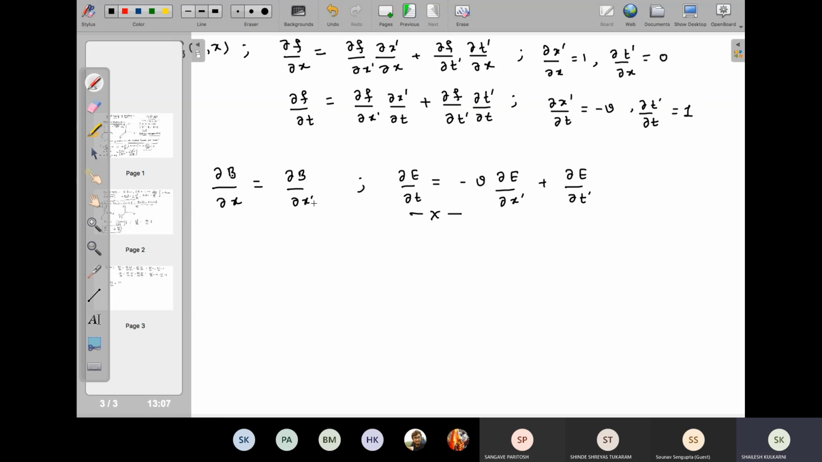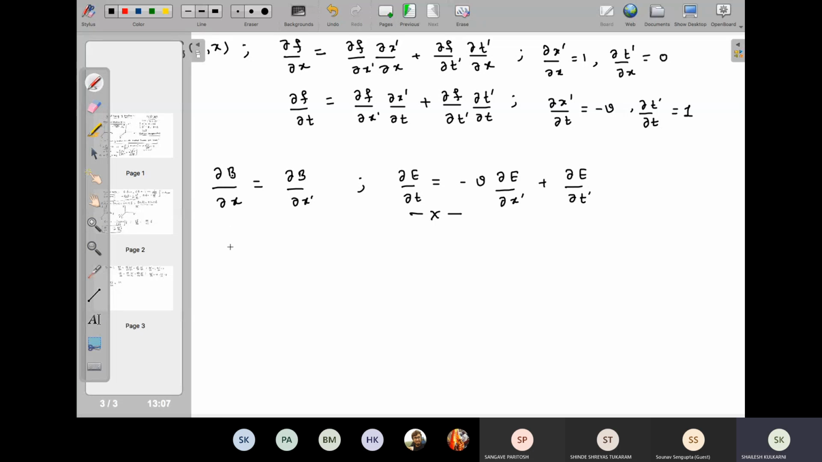What you need to use, go back to your first slide. What does the principle of Galilean relativity say? Newton's laws of motion should remain the same; this m d2x by dt force law must remain same.